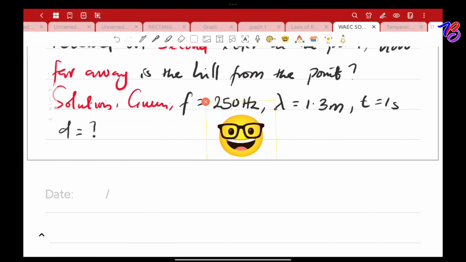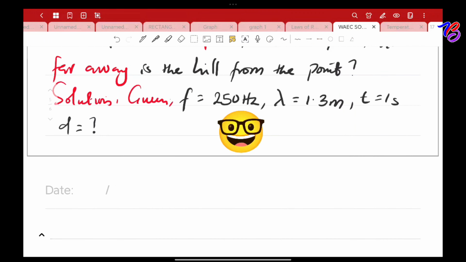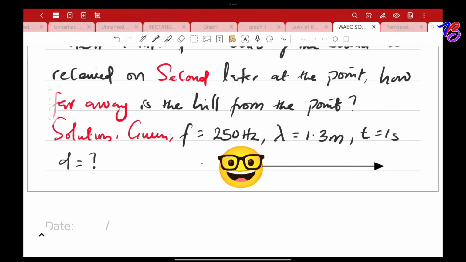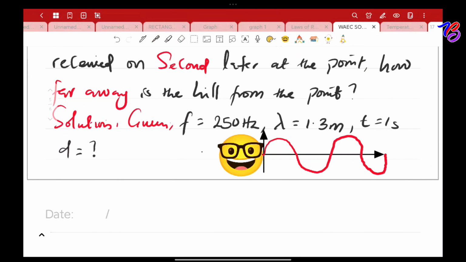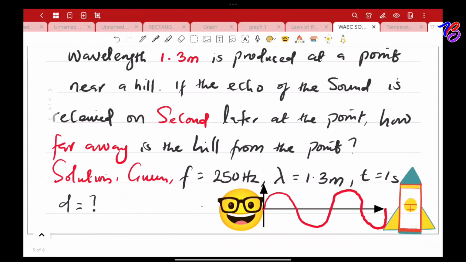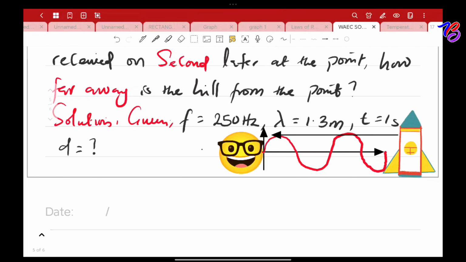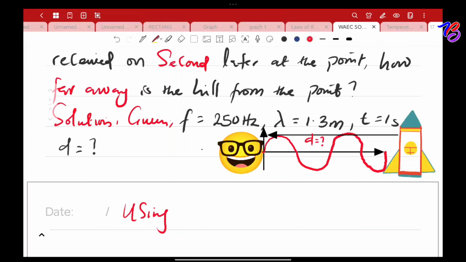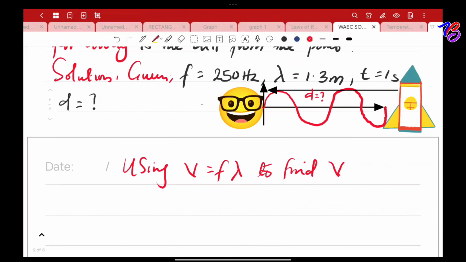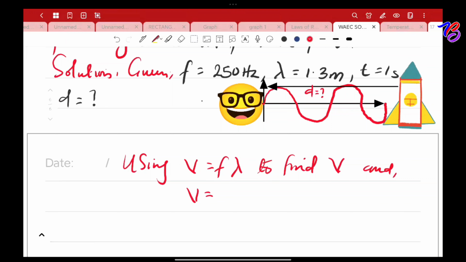So let's depict this. Imagine this is the wave. It is a transverse wave. Let's introduce our vertical axis. Then our wave moves. Can you see that? It travels from the point of origin to the point of termination, which is the wall, where the echo was received by the man. Our D is represented. So we use V is equal to F lambda to find V, and V is equal to 2D over T to find our D. So we're going to carry out 2 steps here. I hope you are following.